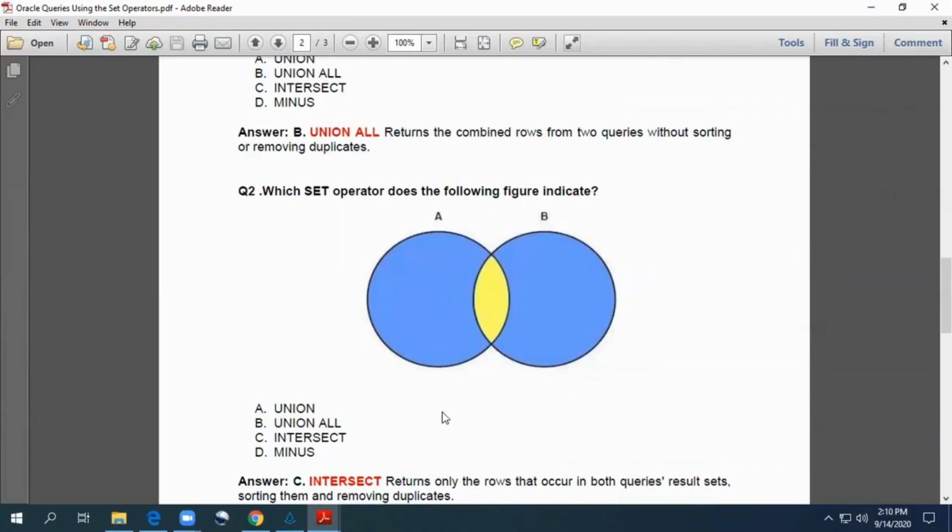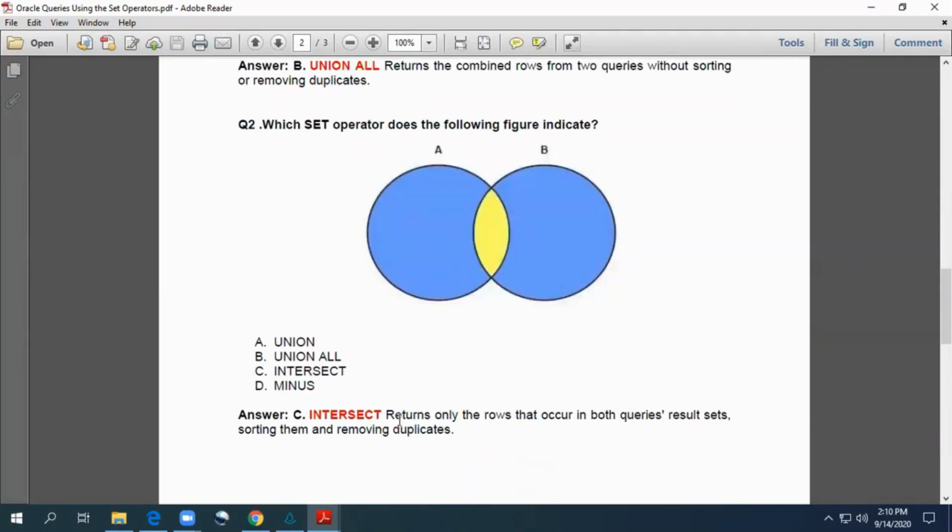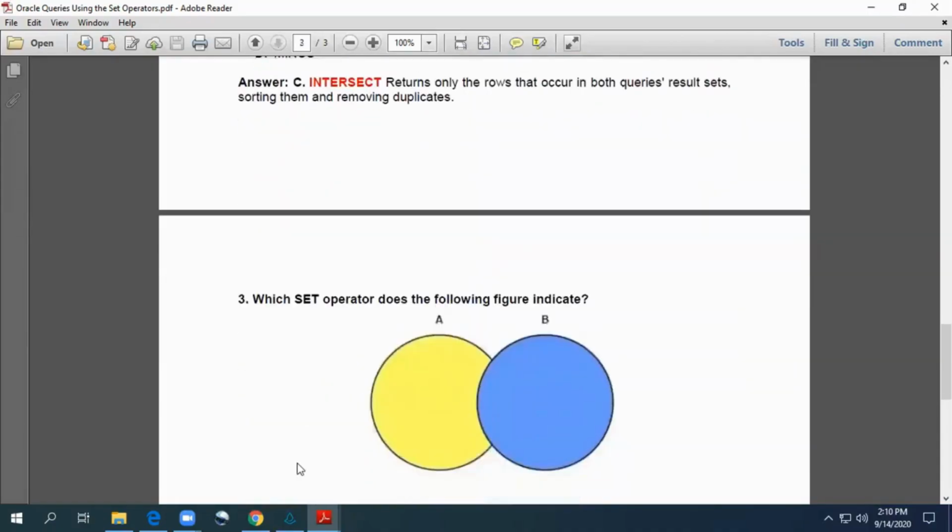I hope, students, you are clear with this. And you might also know that it sorts the result set and removes the duplicates. Intersect returns only the rows that occur in both queries' result sets, sorting them and removing the duplicates. Then again, here is my question: which set operator does the following figure indicate?